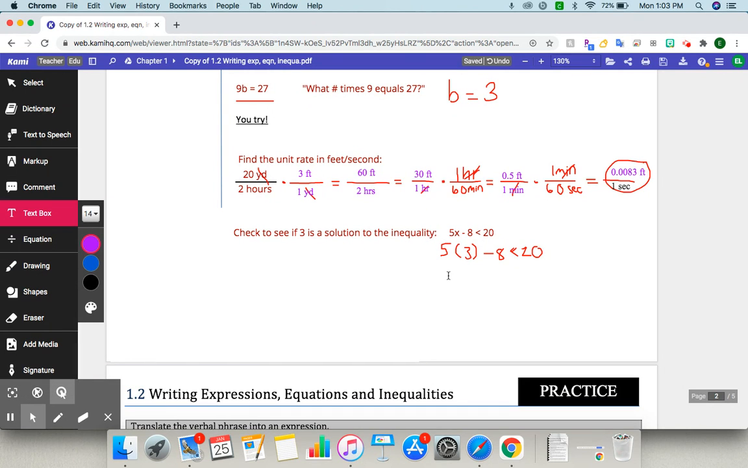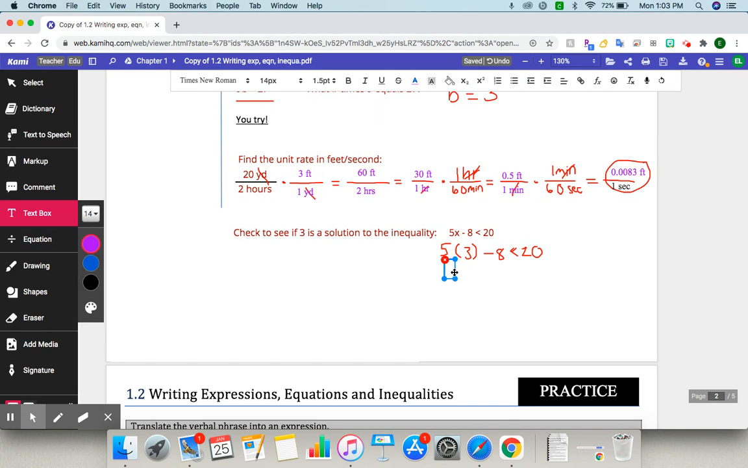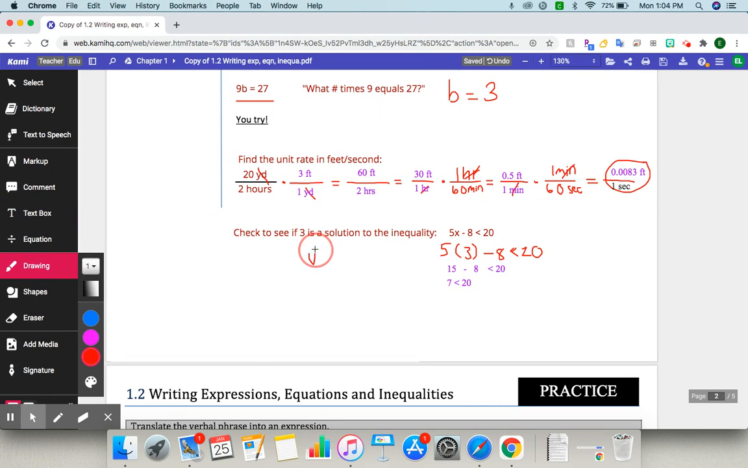So this next one, we start out by substituting 3 in for x, but I have to simplify to figure out if this inequality is actually true or not. So 5 times 3 is 15. 15 minus 8. And 15 minus 8 is 7. And is 7 less than 20? Why, yes, it is. So yes, or I could say true. So 3 is a solution to this inequality.